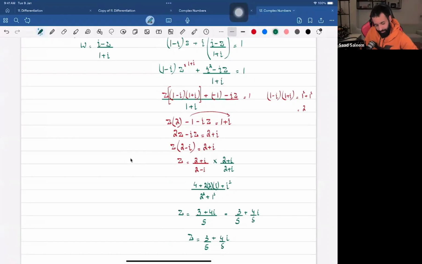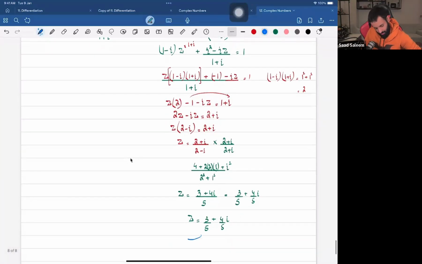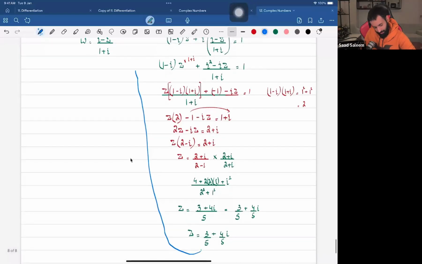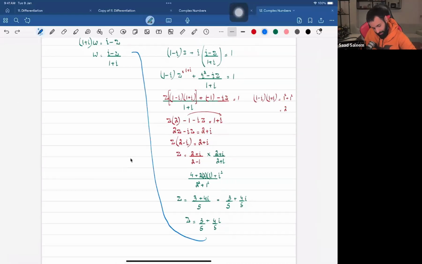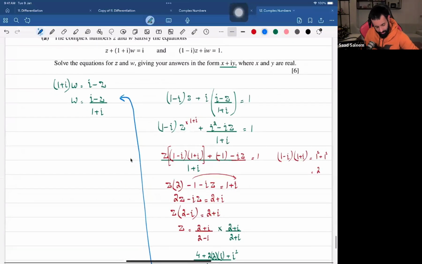Okay, great. Now, how do we find out the value of w? Let's go back. So if we go back and we plug it in, where do we plug it in? We plug it in here. So let's continue working from here. Don't worry, you'll have plenty of space for this question, okay?